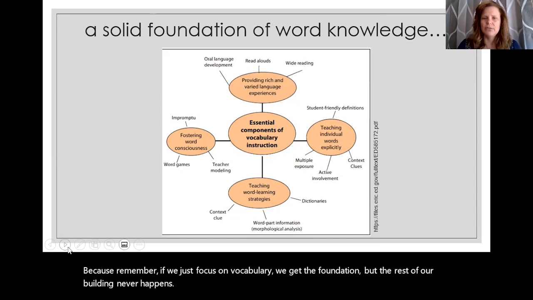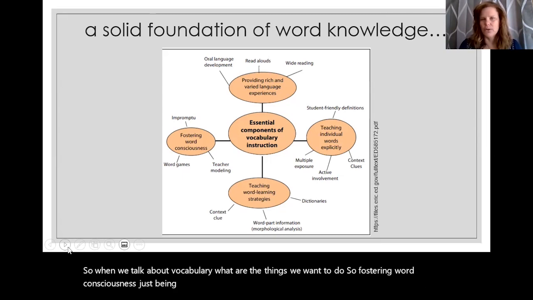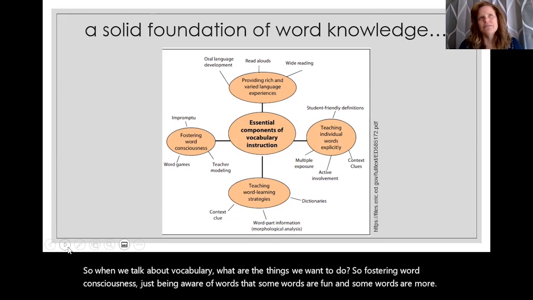So when we talk about vocabulary, what are the things we want to do? So fostering word consciousness, just being aware of words, that some words are fun and some words are more sophisticated.